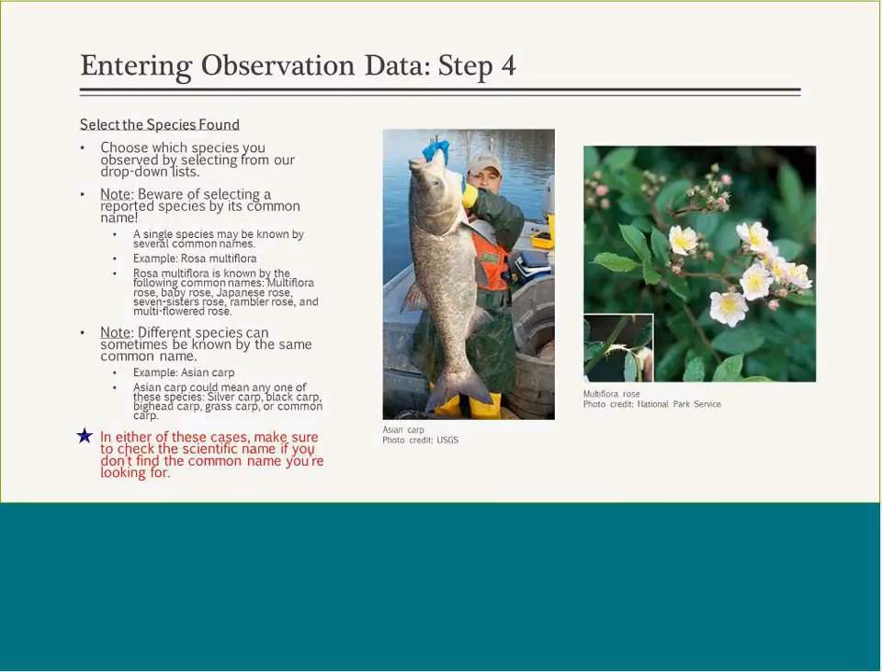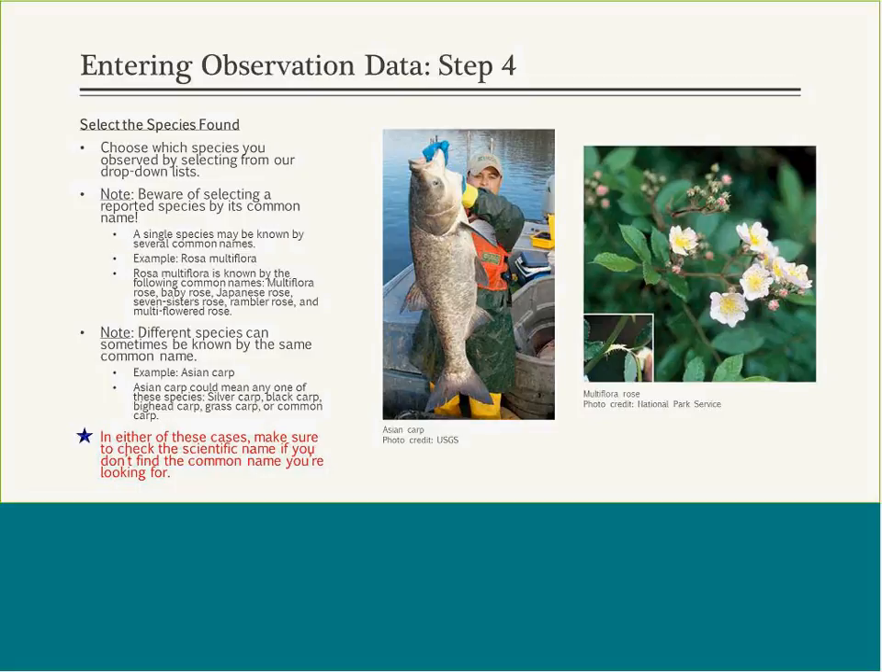Okay, step 4 is actually selecting the species that you found. So we have a lot of species. I think it's over 300 species at this point that we are tracking in the IMAP program. I do make a few quick notes, though. Beware of selecting a reported species by common name. And I say that for a few reasons.